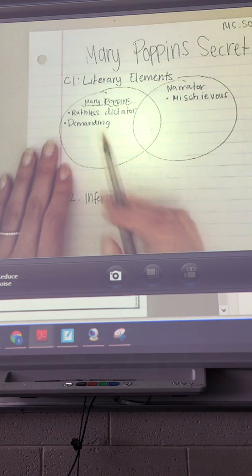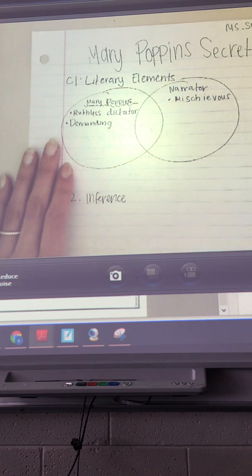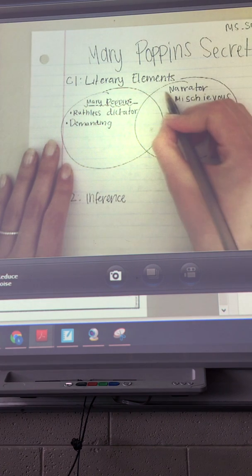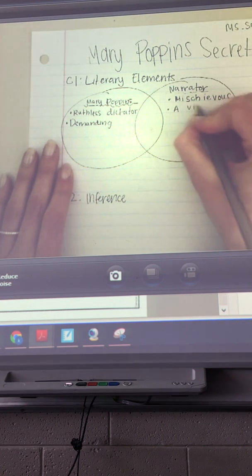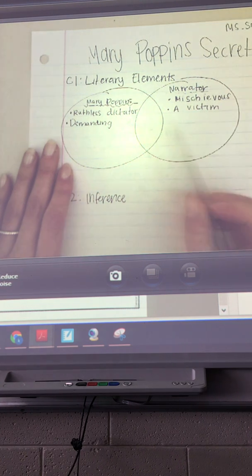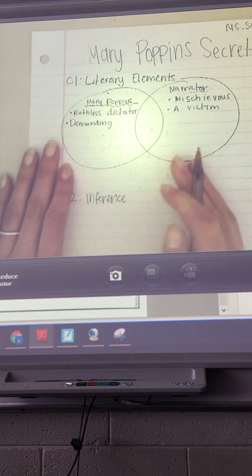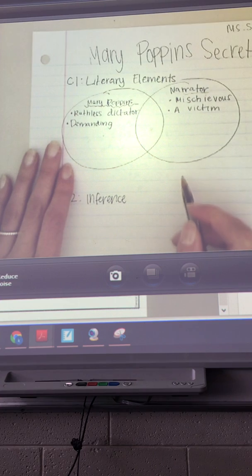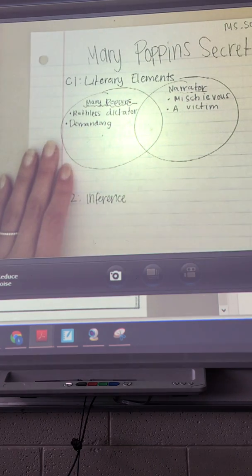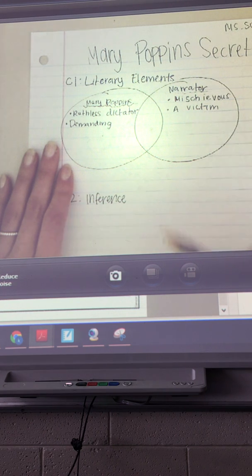Okay, now, we could say that she was demanding to the narrator, right? So in a sense, we could say that our narrator was technically a victim, right? She was a victim to all of Mary Poppins' demands. She had to follow her orders. She had to take her orders. At one point, the narrator was saying, like, man, I wish that I could give her a bad dream, but she knew better, right? So we could say that the narrator was a victim. She was kind of under Mary Poppins.